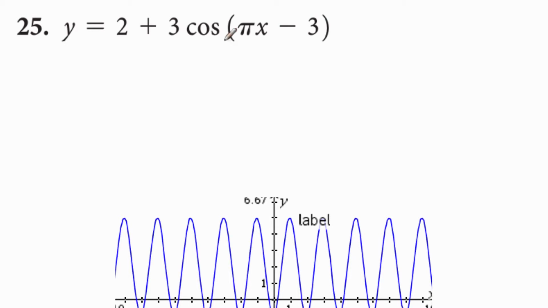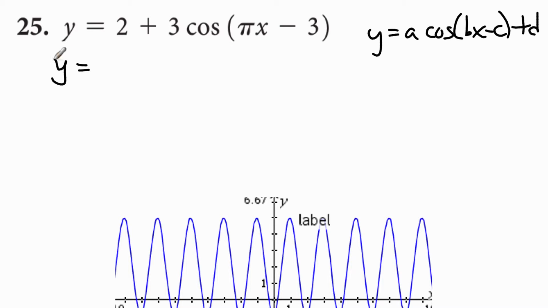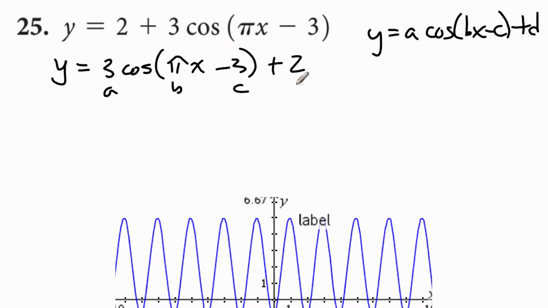This one doesn't look like it's written in the right order. It's supposed to be y equals a cos(bx minus c) plus d. Looks like d's goofy, so let's just rewrite this: y equals 3 cos(pi x minus 3) plus 2. There we go. So this is a, this is b, this is c, and this is d.